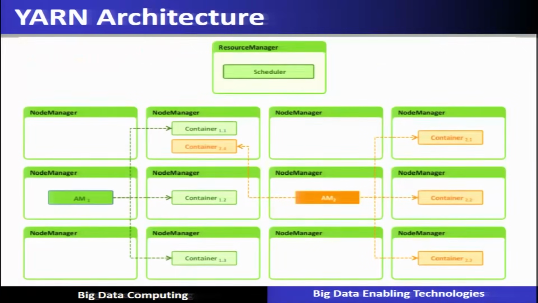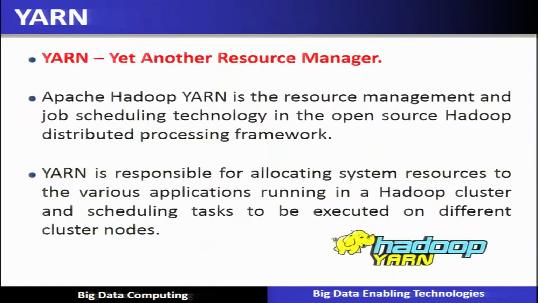This Yarn resource manager, which is Yet Another Resource Negotiator, is a resource manager for the Hadoop system. It is responsible for allocating resources to the various applications running in the Hadoop cluster and scheduling the tasks to be executed on different cluster nodes. And this is an open source Hadoop distributed processing framework.